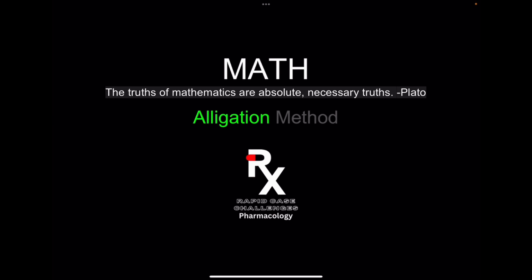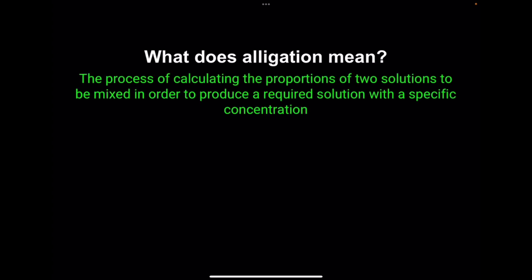Now, alligation is a mathematical method that we use quite often in pharmacy, and it can be difficult, maybe a little daunting to a few people, but we're going to dive right on in. First of all, what is alligation and what does it mean? It's the process of calculating the proportions of two solutions that need to be added or mixed together in order to produce a required solution with a specific concentration.